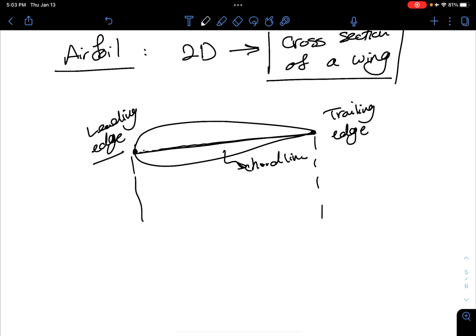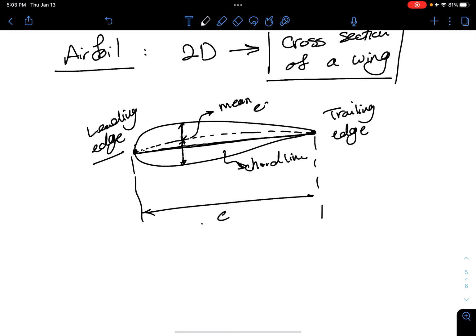And its length, which we usually show by C, is called a chord. But the line that has the same distance from the top and bottom of the airfoil, same distance, is called a camber line or a mean camber line. Okay? And the distance between the two is called the camber.